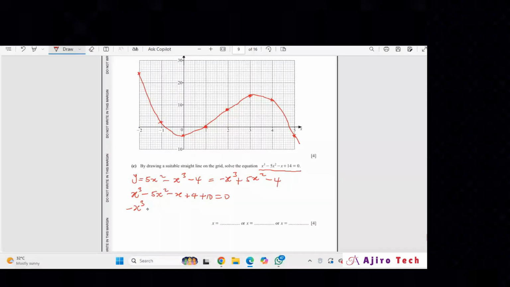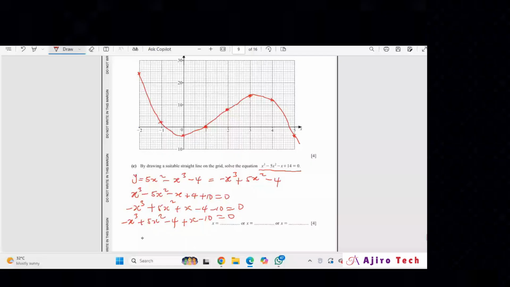I also have plus 5s squared plus s minus 4 minus 10 equal to 0. They are the same thing there. I can collect the right hand terms here and rearrange it. So I have minus s cubed plus 5s squared minus 4, then plus s minus 10 equal to 0. I just rearranged what I have up there.